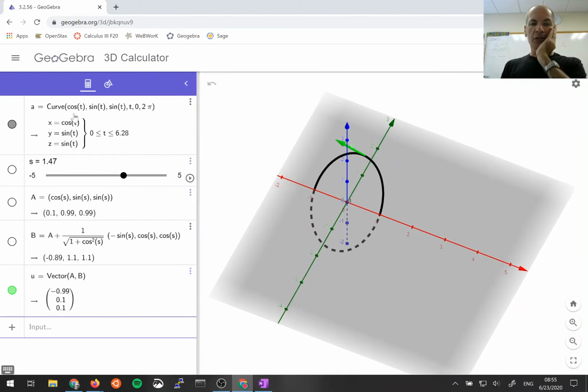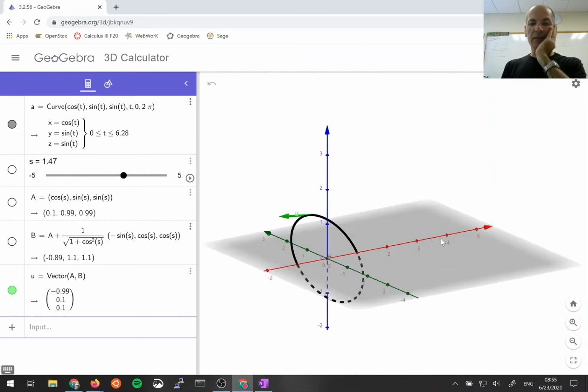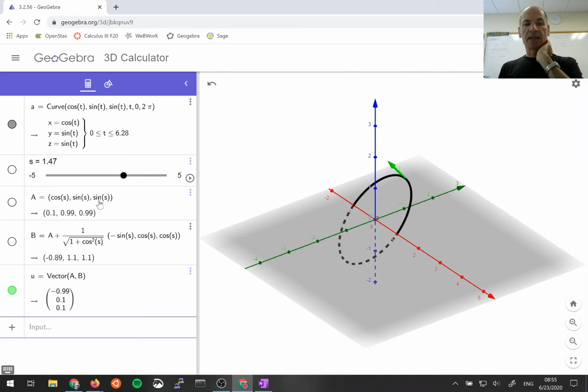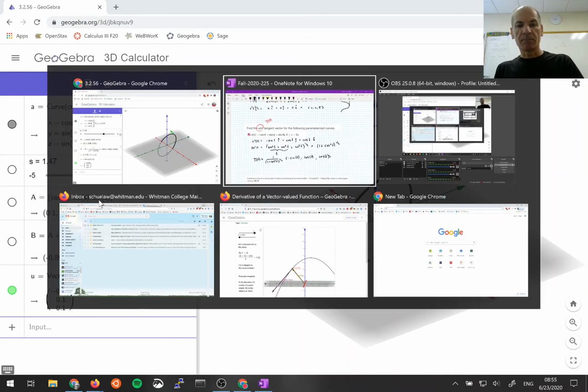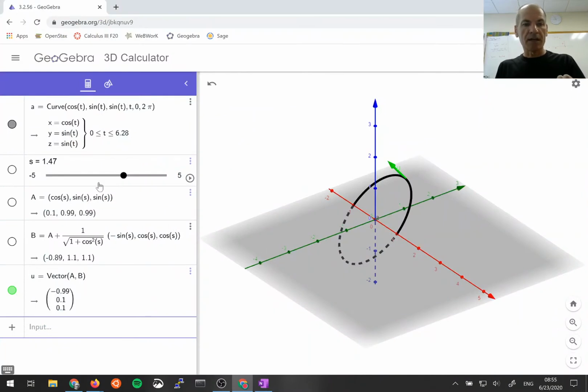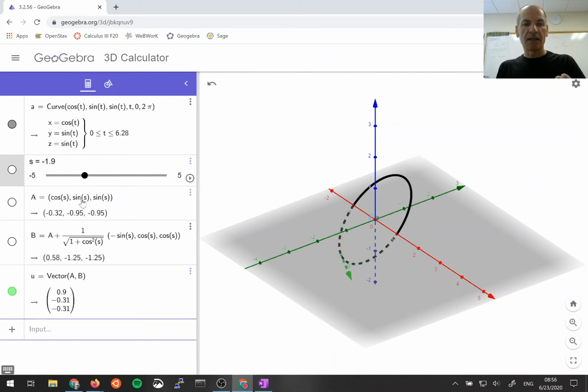I've plotted the original curve, cosine t, sine t, sine t, and that gives me this ellipse-like object that is tilted across the xy plane. And then what I've done is I've built a point, cosine s, sine s, sine s, and this point rides along the curve. All right, so I have this parameter s that I can move back and forth with the slider, and what it does is it moves A around.